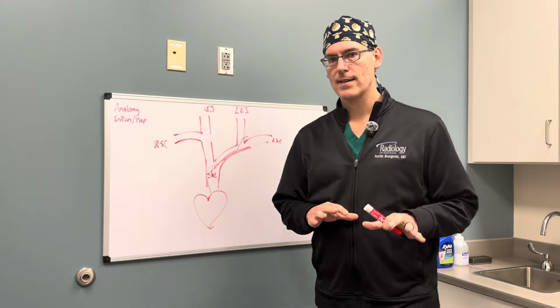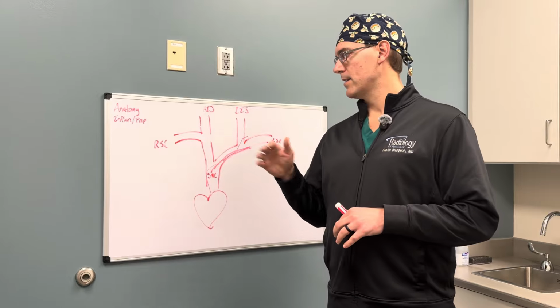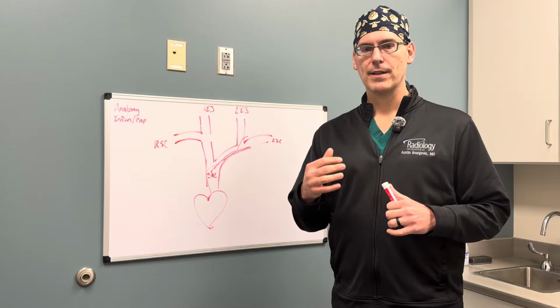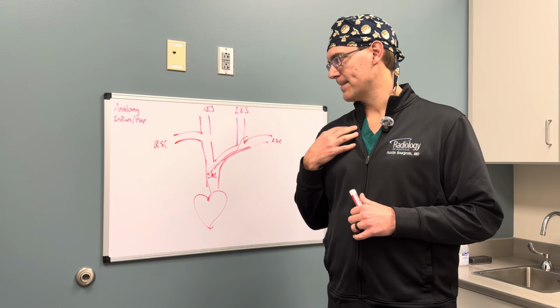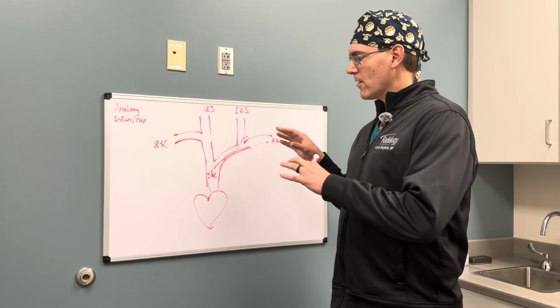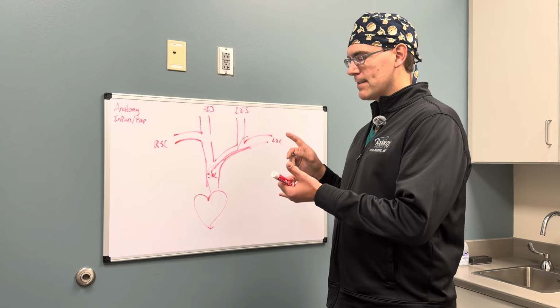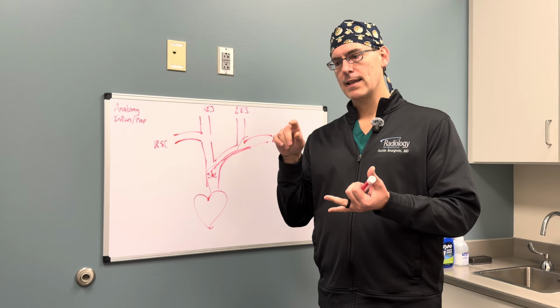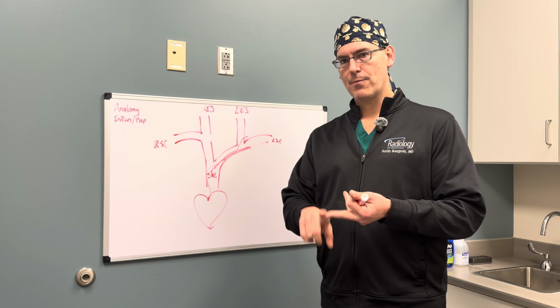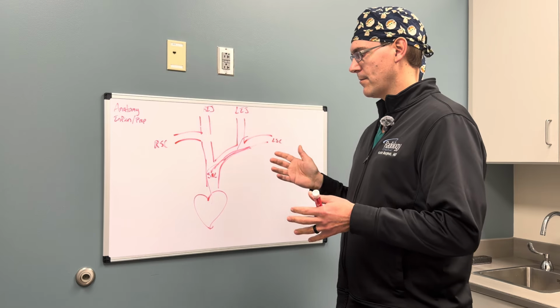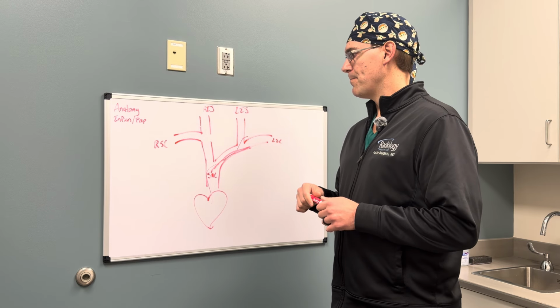It also puts in context why we work really hard to use IJ access and why we work really hard to use the right-hand side of the chest. And so, a quick overview of the kinds of lines. We use PICC lines, Hickman catheters, and ports, and they're functionally very similar, like I mentioned.